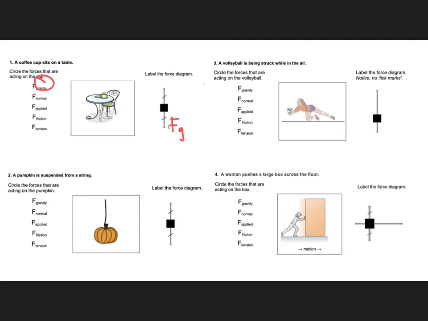Because there's a surface that is supporting the cup, a table, we have the normal force. That's pushing up on the cup, so I'll call that F sub n for normal.